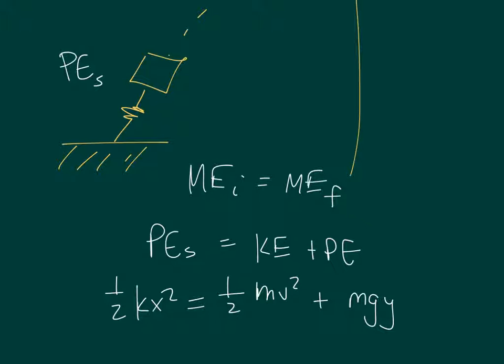k is always constant, right? k is a constant. Yeah, it's the spring constant. Always. It's the strength of the spring.